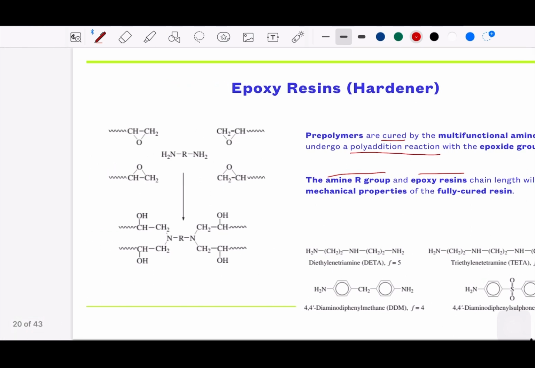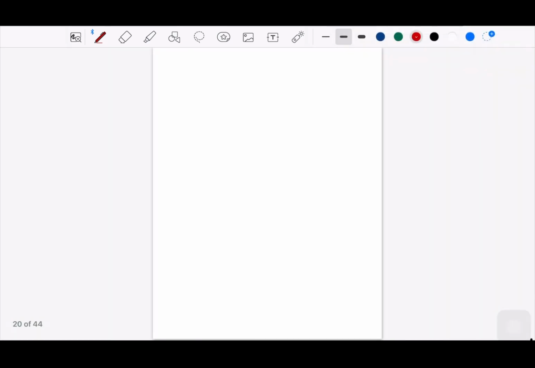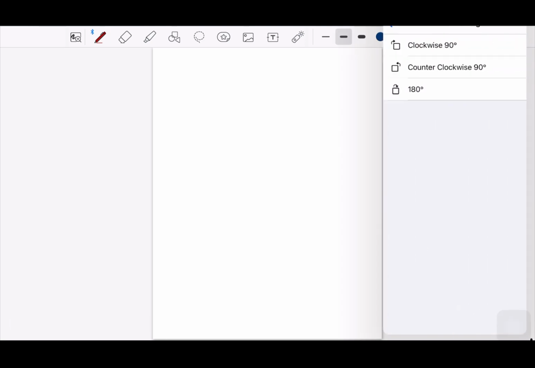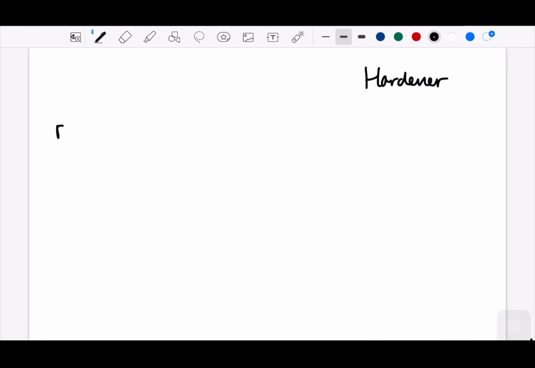If we take, let me go back and then add the reaction for the hardener. So this is the hardener, this is the amine. Let me write just one side, and then add the epoxide.